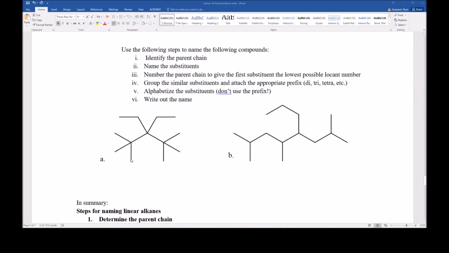So now let's come up with names for these two compounds using these steps. If you're bold, go ahead and pause the video and try to come up with the names on your own, and then come back and I'll show you how I named these ones.